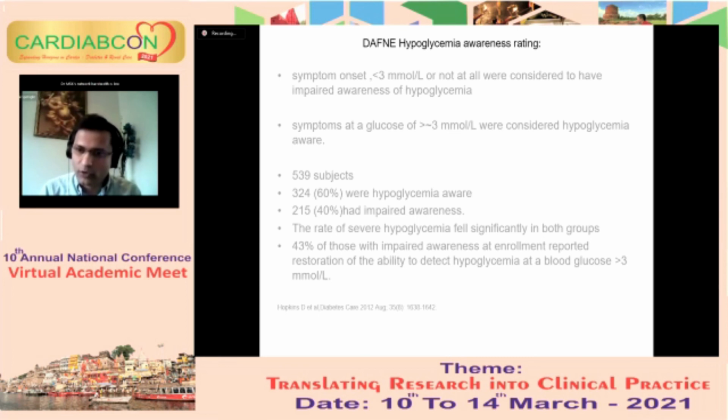It was a relatively small study, only roughly 500 patients, but 60% of these populations were hypo-aware and 40% had impaired awareness. When these patients had a follow-up subsequently, they noticed that severe hypoglycemia was less in both groups. But not only that, they also saw that 43% of the populations who had impaired awareness prior to the study actually regained their awareness as well. So this was a very good one. If we can achieve that and replicate that in our day-to-day clinical practice, this would be good for our patients.